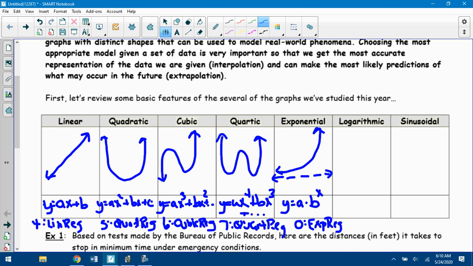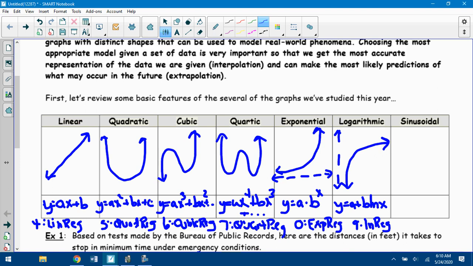We briefly did logarithmics, which is just the inverse of an exponential. So instead of a horizontal asymptote, there's a vertical asymptote. And the graph grows initially fast, but then a little bit slower. The equation for that is y equals a plus b ln of x. And that's choice 9 in our list, called LnReg. Where ln was a special type of log. What was the base of an ln?